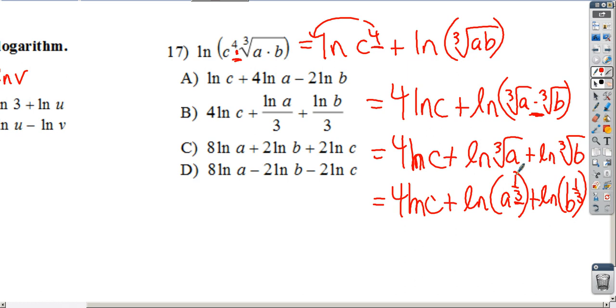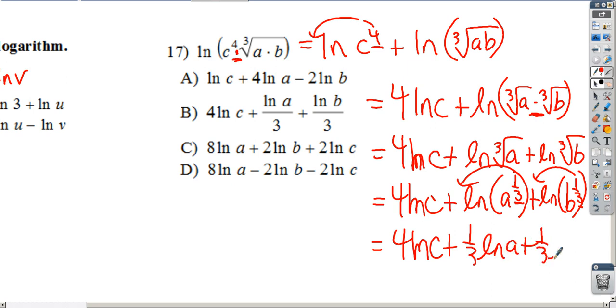And then again, we can take these powers and we can move them in front. So we're going to get 4 times the natural log of c plus 1/3 natural log of a plus 1/3 natural log of b. And all that they did here was they just divided it by 3. That's the same as multiplying it by 1/3. So that's the same result.